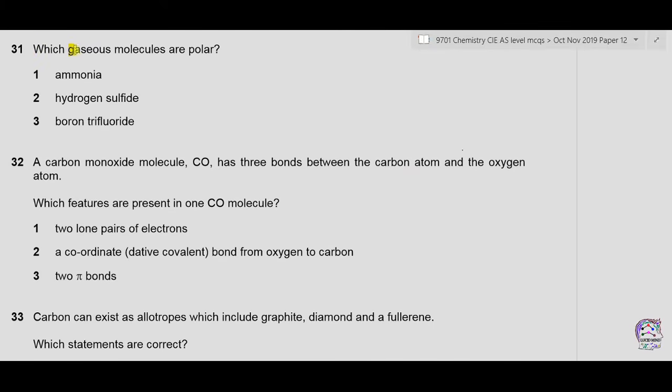Question 31. Which gaseous molecules are polar? First is ammonia. The structure of ammonia is NH3, where nitrogen is more electronegative than hydrogen, and also there is a lone pair of electrons present on the nitrogen atom. The structure of this molecule is trigonal pyramidal, so therefore it is polar.